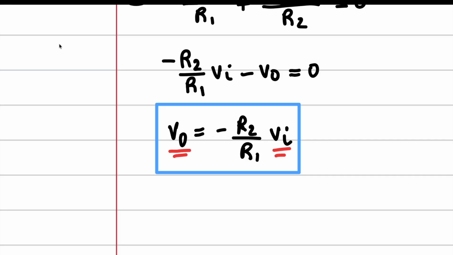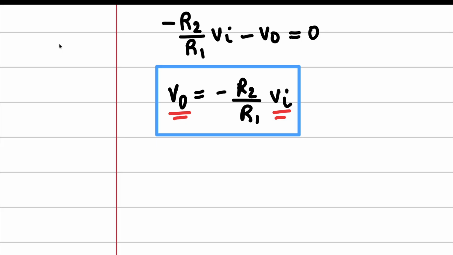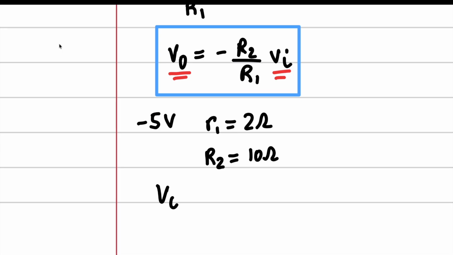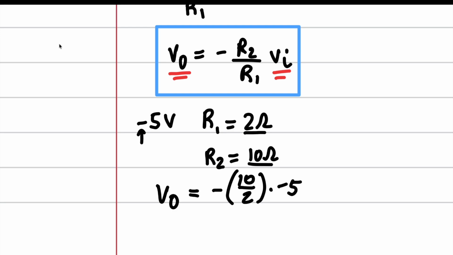So if VI was negative 5 volts and R1 was 2 ohms and R2 was 10 ohms, then our V naught would be amplified by times 5, right? Because 10 divided by 2 is 5, and it would be negated, so it would be negative 10 over 2 times negative 5, and V out would be 25 volts.